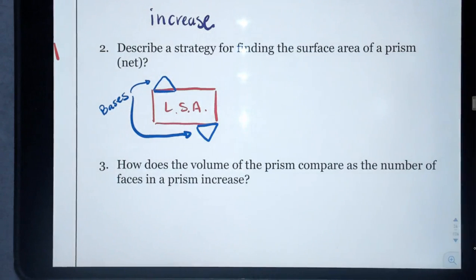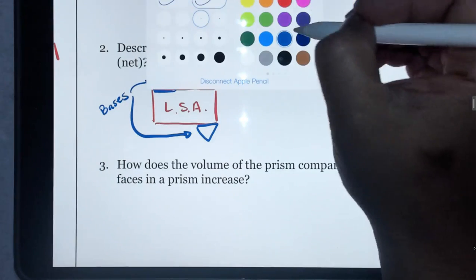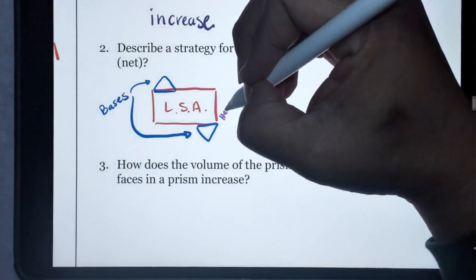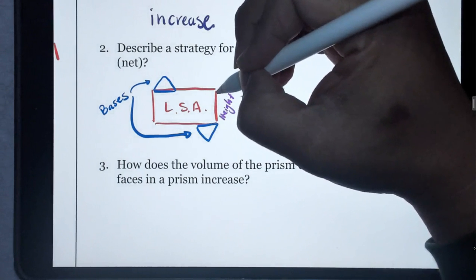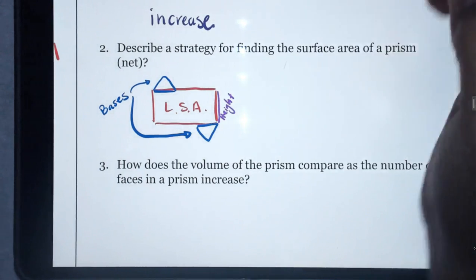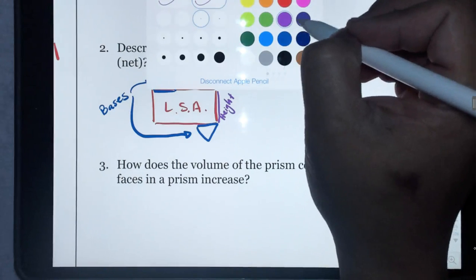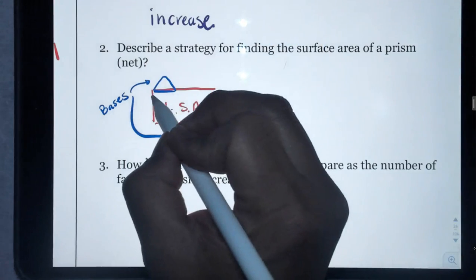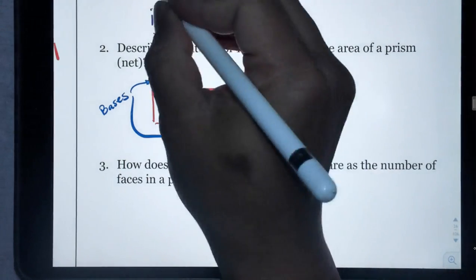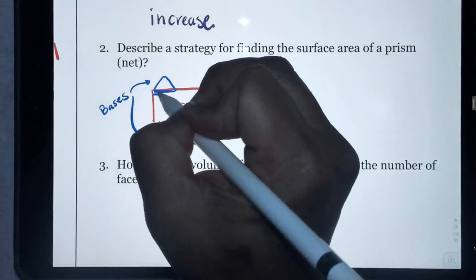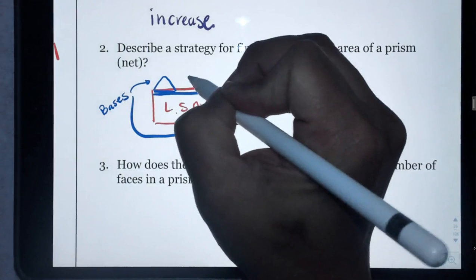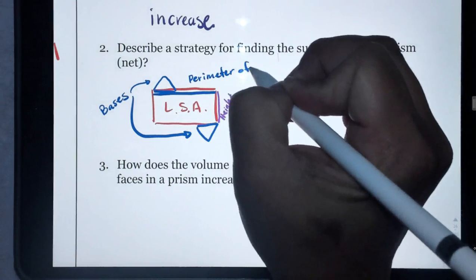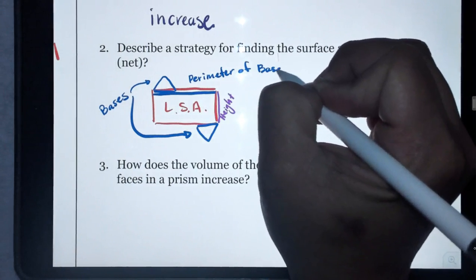Okay, and we drew this out already, so I'm gonna draw it out one more time. This is my height from here to there, and this is my across the other way. I'll do an orange this way. Actually, you know what, blue would make more sense. This is my perimeter of the base.